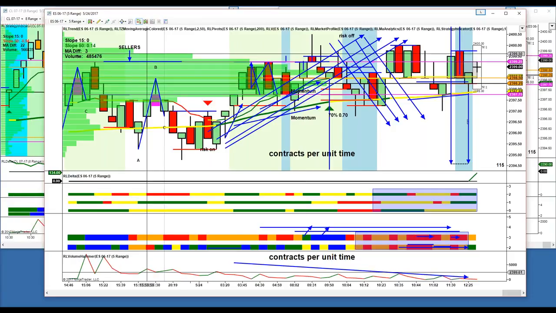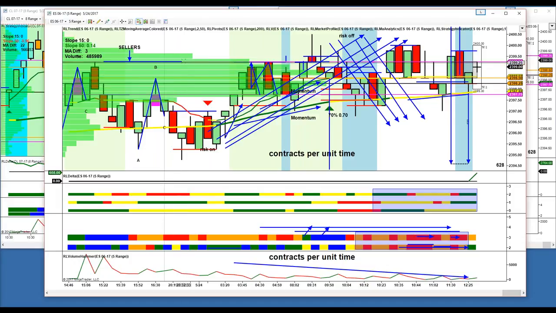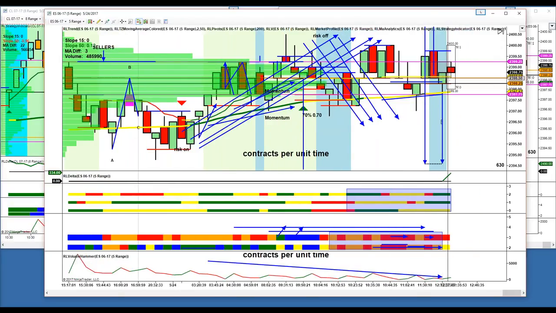Now let me just take this off. Let me take the global tracking off. But what I want to do, this doesn't matter, is I want to color code the volume, and I also want to make sure that our entry.